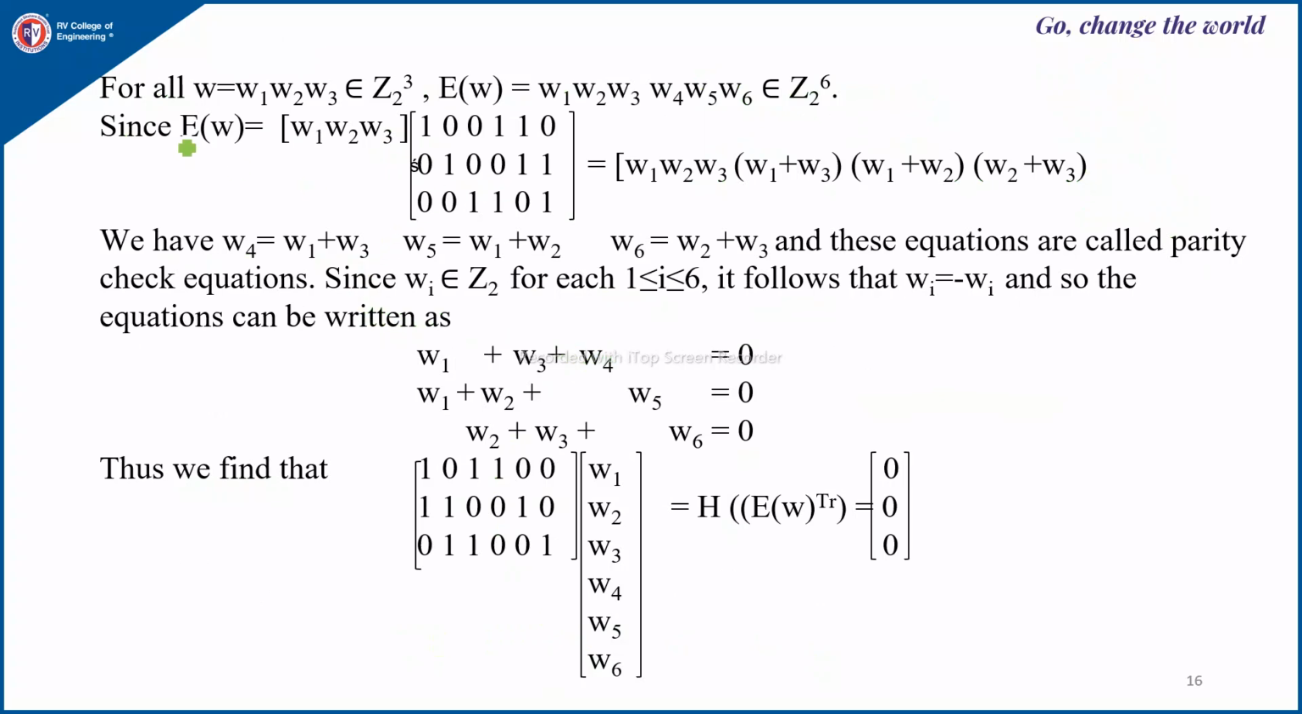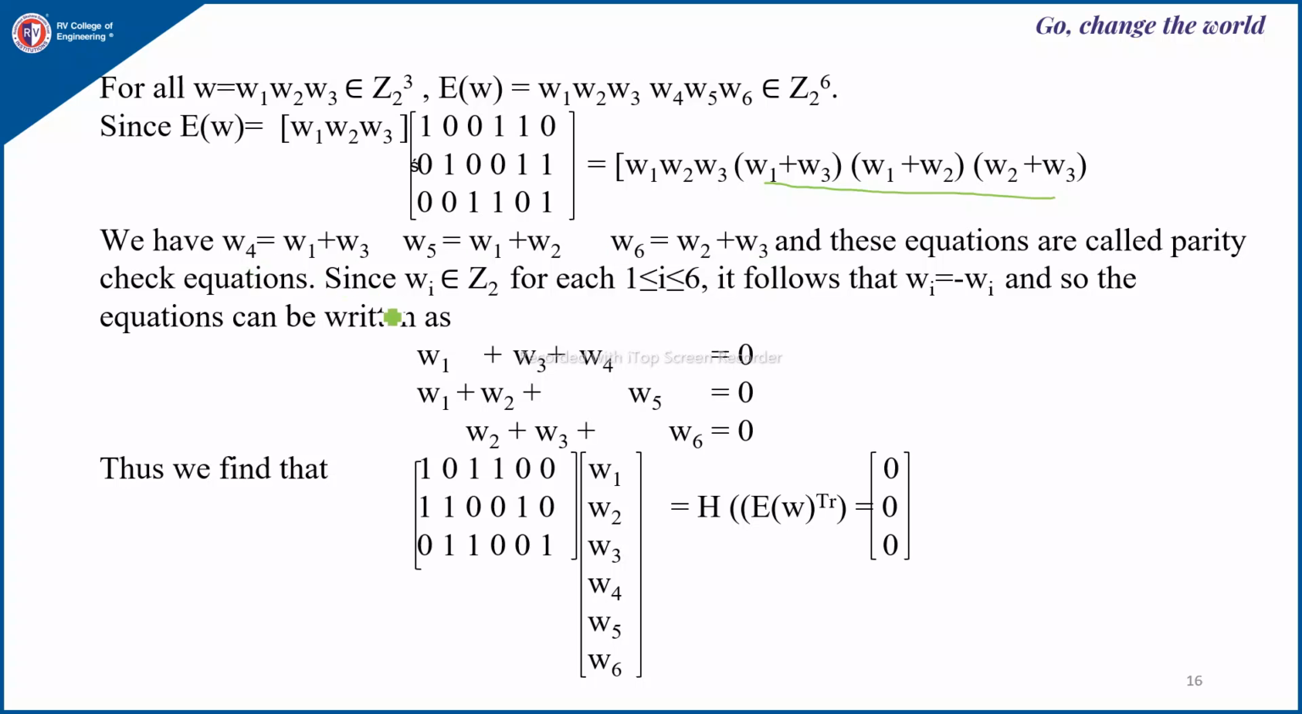Now for all w = w1, w2, w3 belonging to Z2⁴, the encryption of w will be 6 bits, w1, w2, w3, w4, w5, w6, which belongs to Z2⁶. Since E of w is equal to w1, w2, w3 multiplied by the G matrix, you can observe that the first bits are w1, w2, w3 because it is multiplied by the identity matrix. Then the fourth bit is obtained by w1 plus w3, the fifth bit by w1 plus w2, the sixth bit by w2 plus w3. So these are my parity check equations.